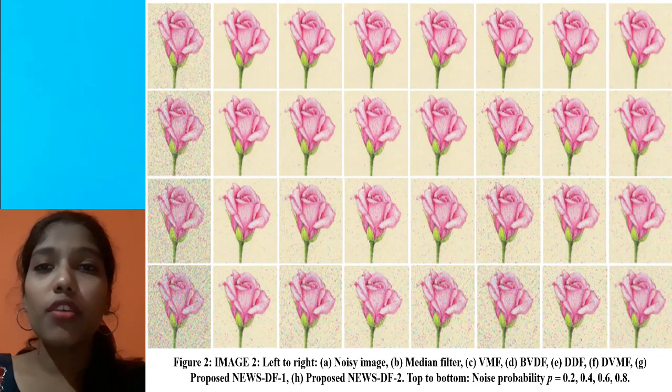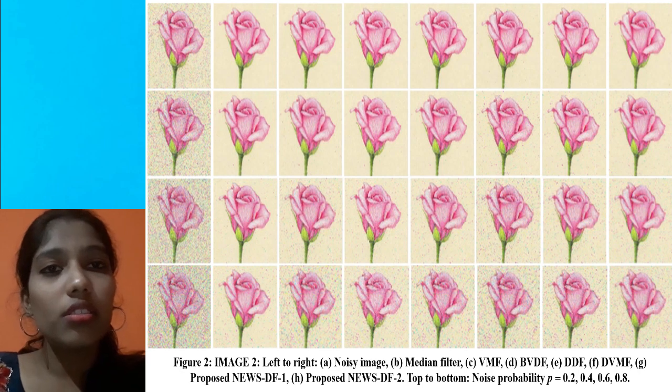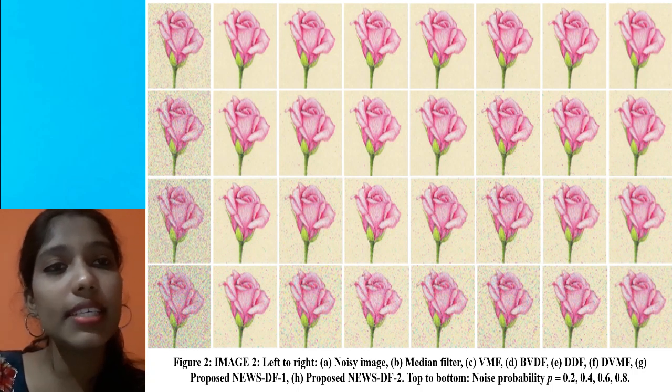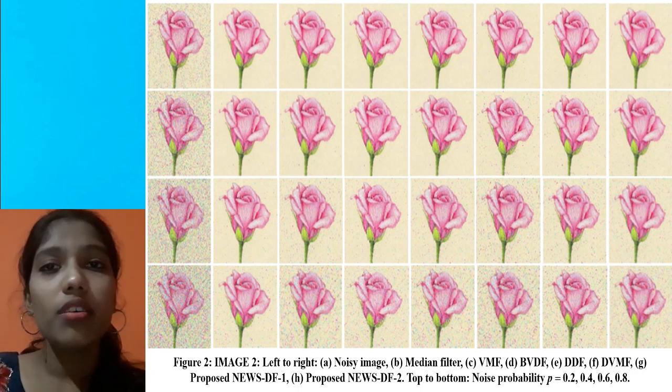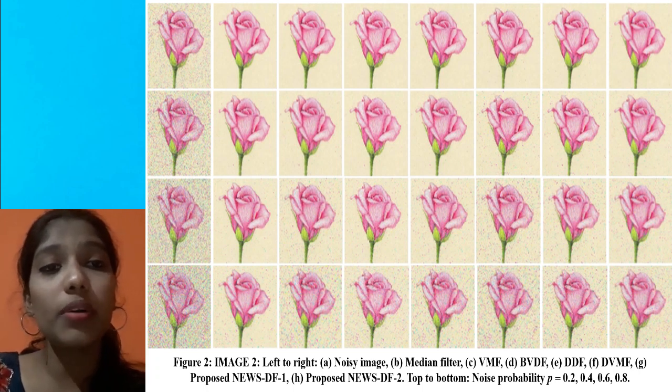Now we can see figure 2, which is tested on sample image 2. This is tested for noise probability p equals 0.2, 0.4, 0.6 and 0.8. 0.8 noise probability means 80% noise is added to the digital image.